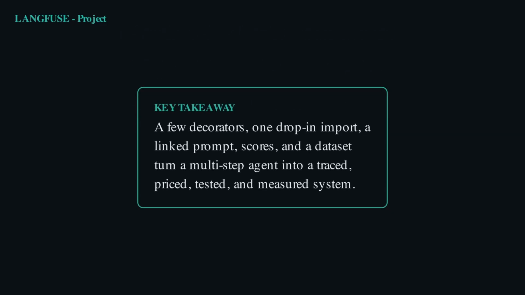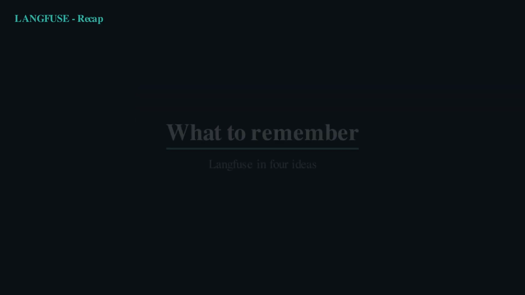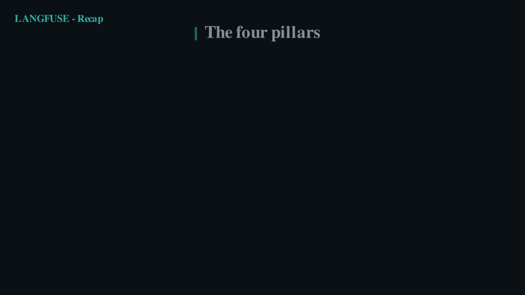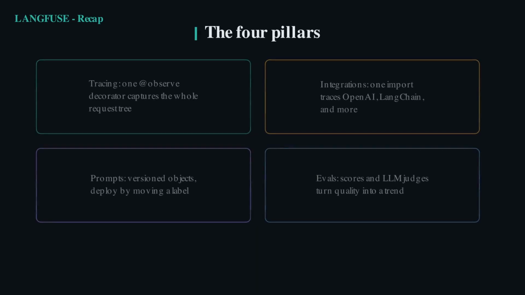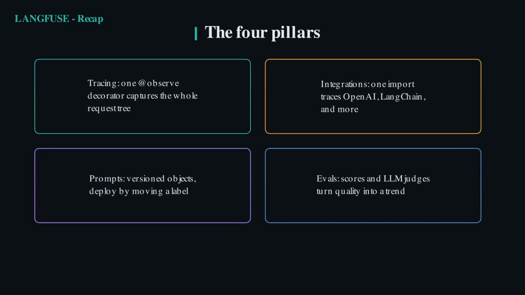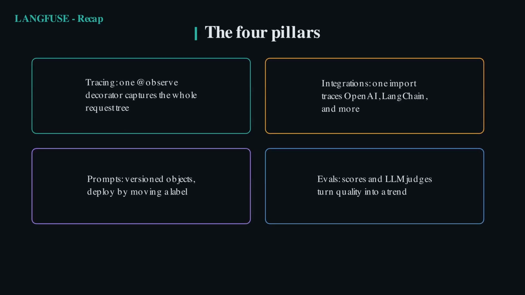Let's compress everything into what to remember. We covered a lot. Here is the whole video in 4 ideas. Tracing gives you the tree. Integrations fill it for free. Prompt management makes the input a managed object. And evaluation turns "good" into a number you can watch move.